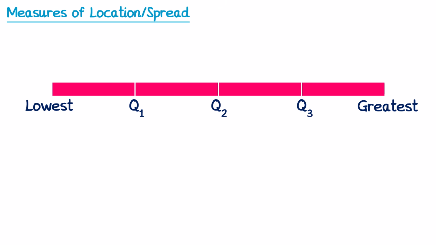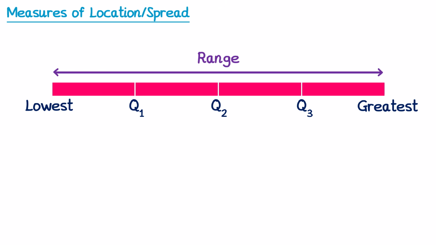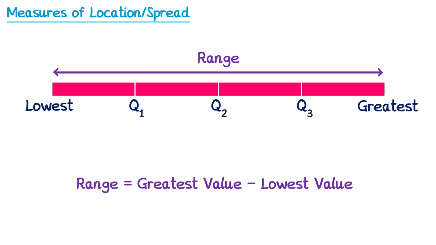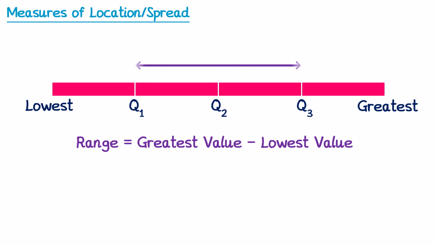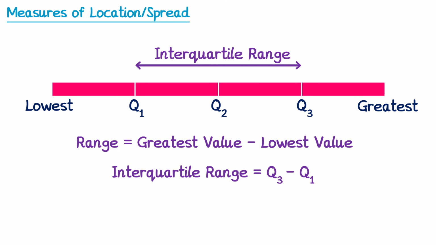Using this diagram, we can also look at some other measures. If we do the difference between the greatest and lowest value, we call this the range. So to calculate the range, you do the greatest value, subtract the lowest value. We also have the difference between the upper and lower quartiles. We call this the interquartile range. So to calculate the interquartile range, we do Q3, the upper quartile, subtract Q1, the lower quartile.